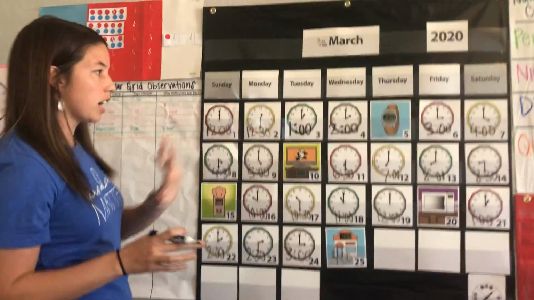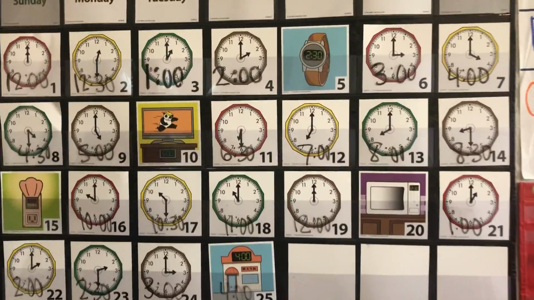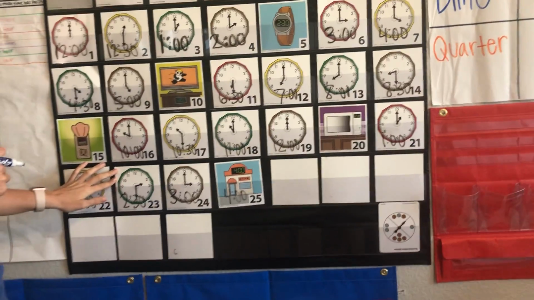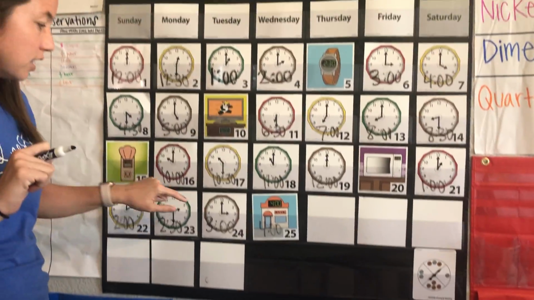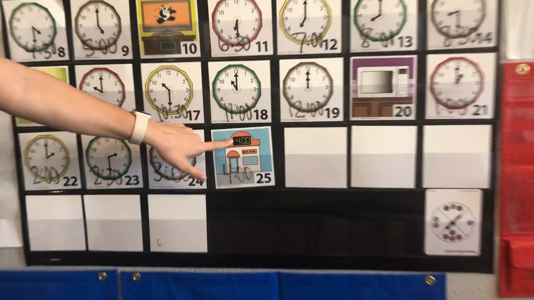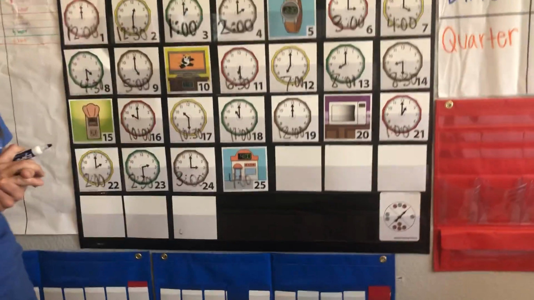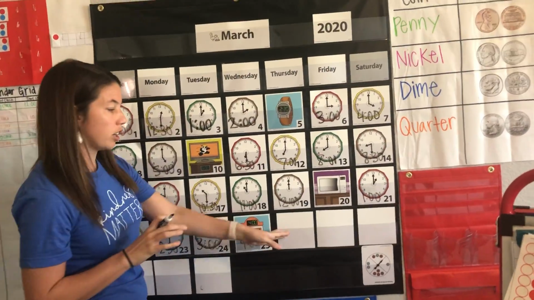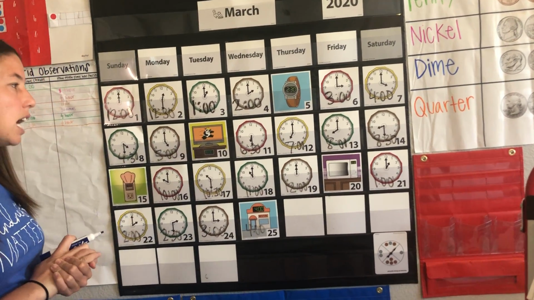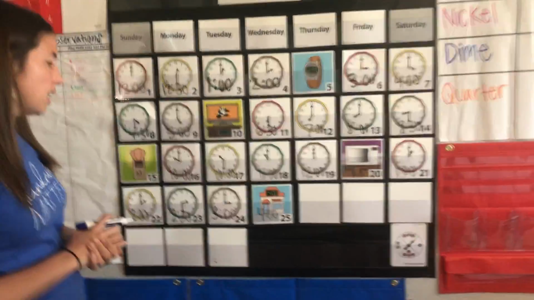All right, I want us to look at our calendar markers and let's see if we can figure out what will be on today's calendar marker. On Monday, we had an analog clock. On Tuesday, we had an analog clock. On Wednesday, we had a digital clock. And what type of clock do you think will be on our calendar marker for tomorrow? I also want us to think about what time the clock might say.